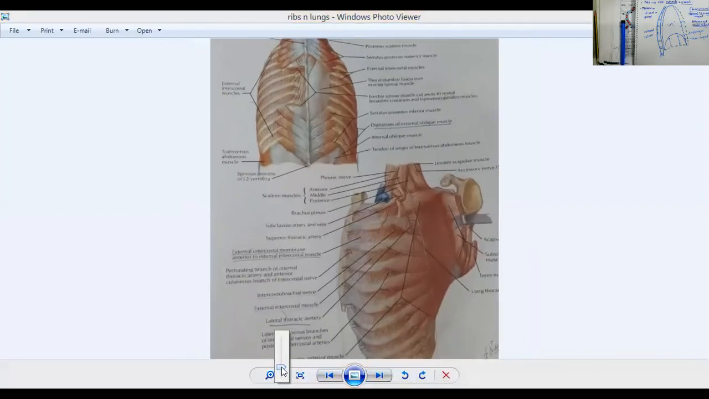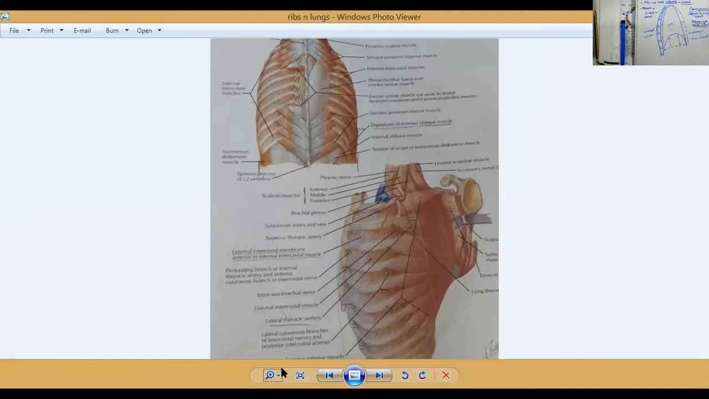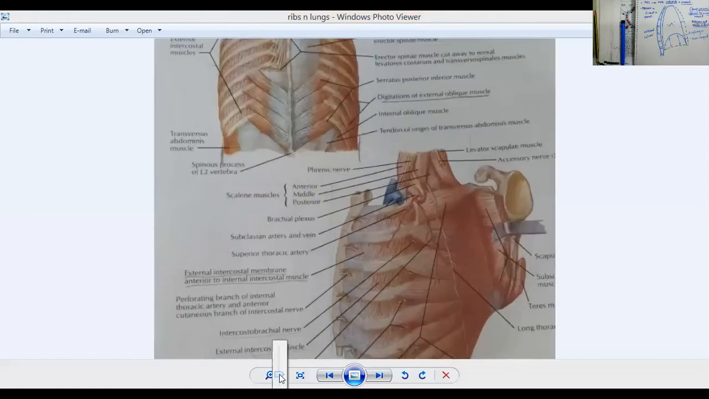This is the side view. Turn on the AC. This is the side view of the thoracic cavity, thoracic wall. I got these pictures from my atlas. I hope they are a little clear.